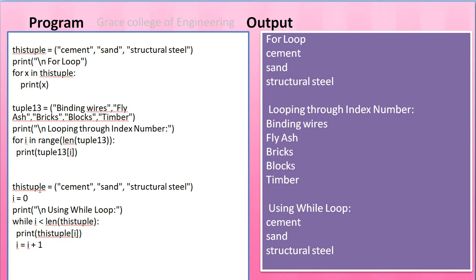The next, looping methods. For loop: first the tuple is created and then based on that tuple the for loop will be executed iteratively until all the elements are printed. The next, based on the length of the tuple, the same for loop is executed. And while loop: in the while loop a condition is given. Until the condition becomes false, it will be executed. Side by side you can see the output also.